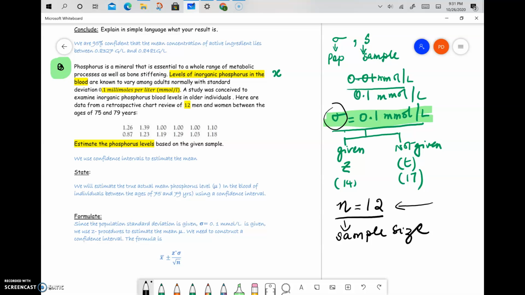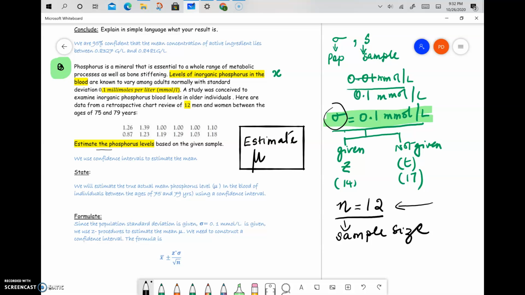And the question obviously here, it's highlighted. It says estimate the phosphorus levels. So when it says estimate, make an estimate of the phosphorus levels, this is how it's interpreted. It's basically asking us to estimate mu, which is the mean or the average phosphorus levels of the population. You always estimate mu, because you don't have to estimate the mean of the sample, because we can get the exact number.